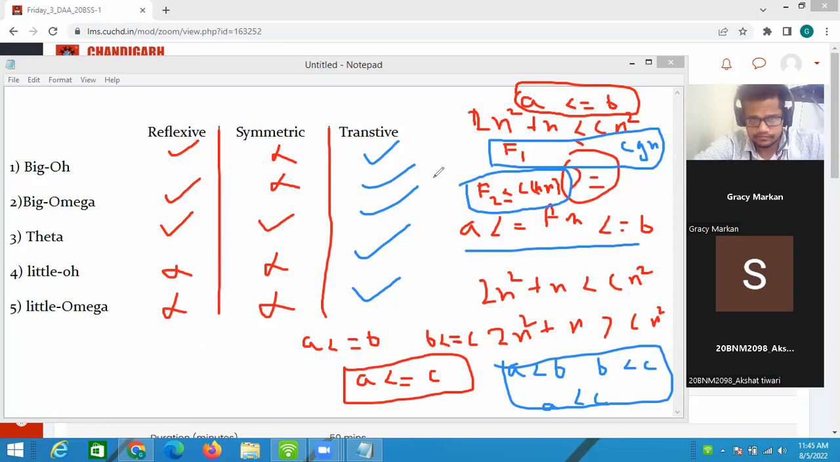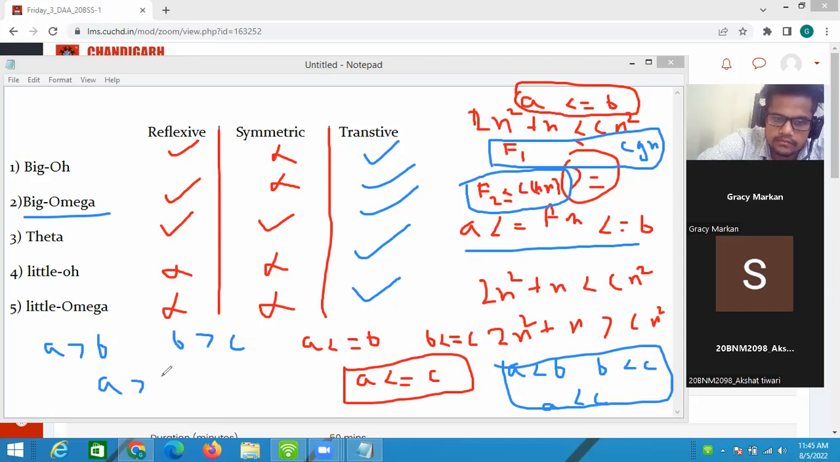And for transitive, this property is going to be A is less than B, or A is greater than B. In the same way, for big omega, we can say A is greater than B, B is greater than C, so we can say A is greater than C, right? Equals to is the same in the reverse case. So both cases are true. All the five cases are true in transitive. Yes, students, clear now? Yes, sir.